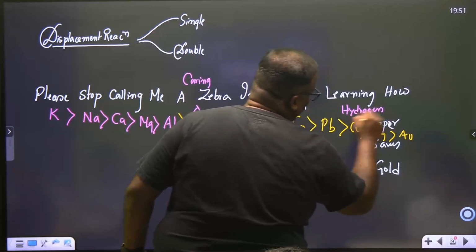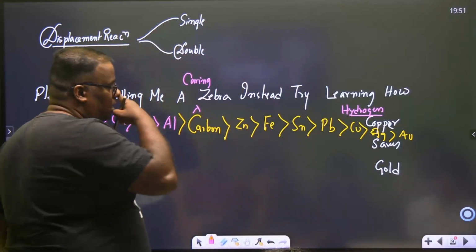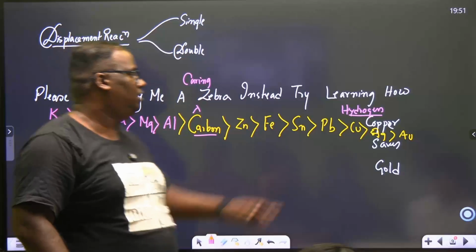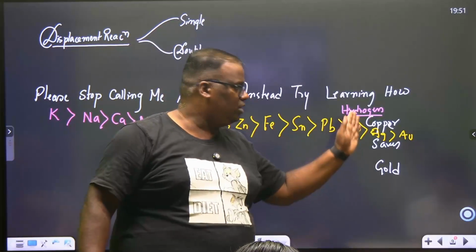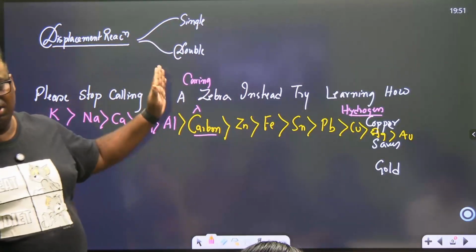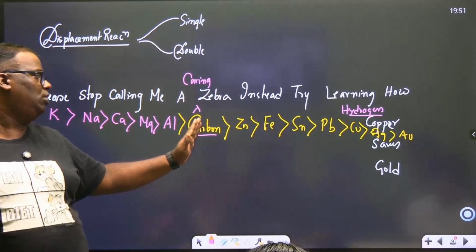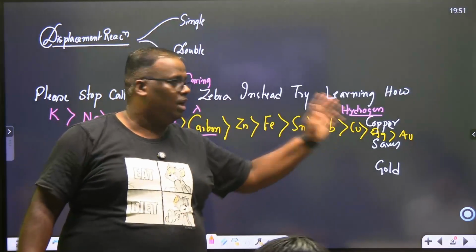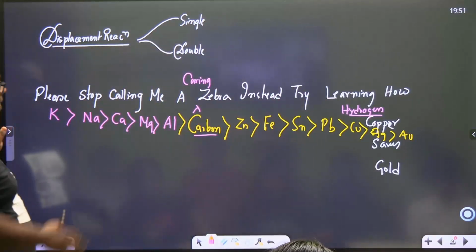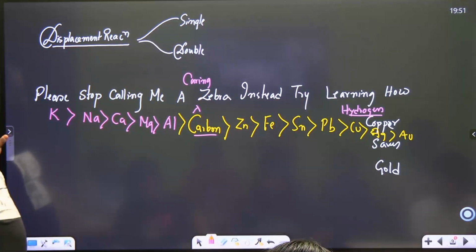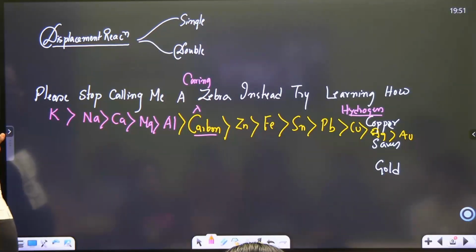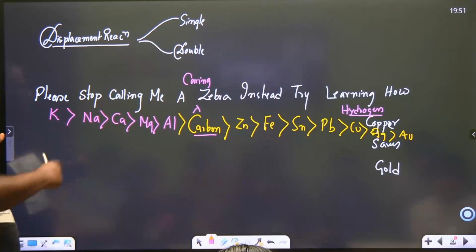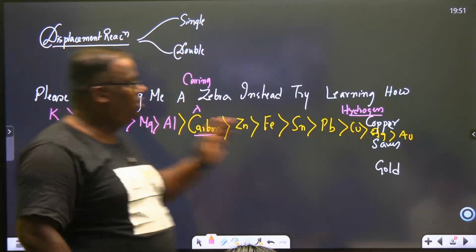In grade 11, you will study something called electrochemistry. There you will need carbon. In grade 10, we will use the hydrogen part here. Carbon, we show which are stronger than carbon or weaker than carbon. So how to read this chart? This is called the reactivity series. What is the reactivity series? A series in which the reactivity of the metals is arranged in descending order, potassium being the most reactive and gold being the least reactive.